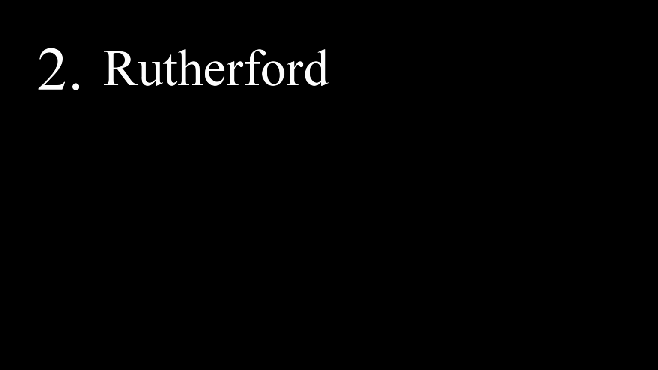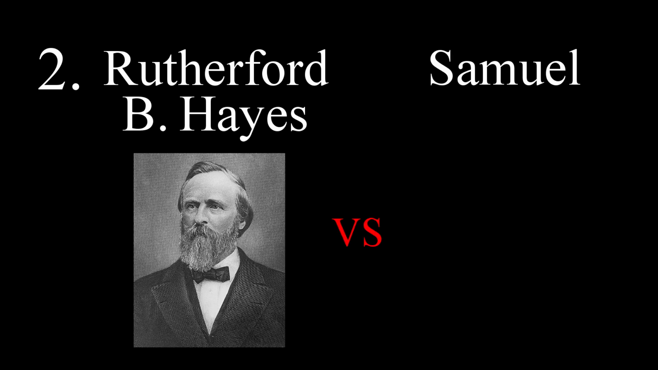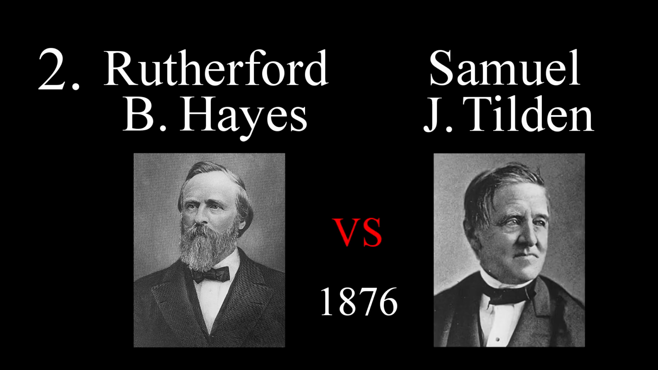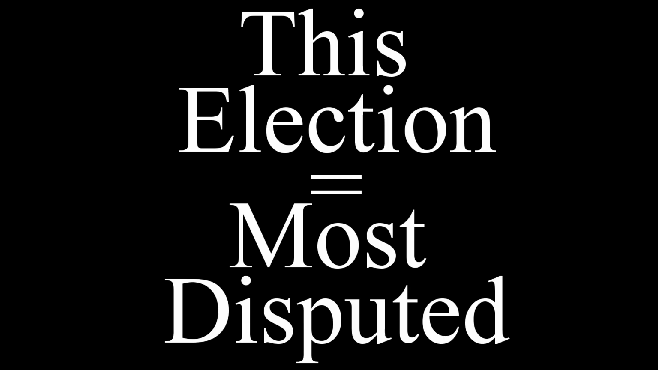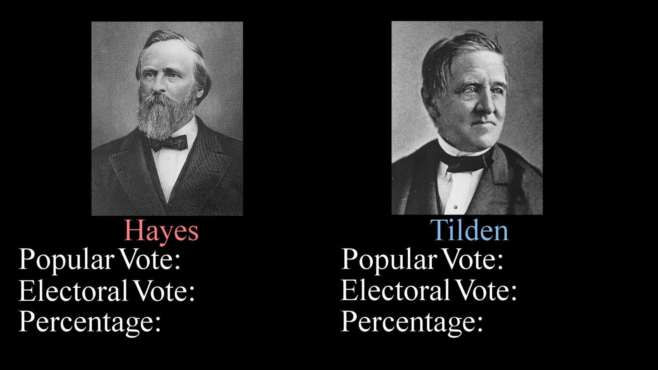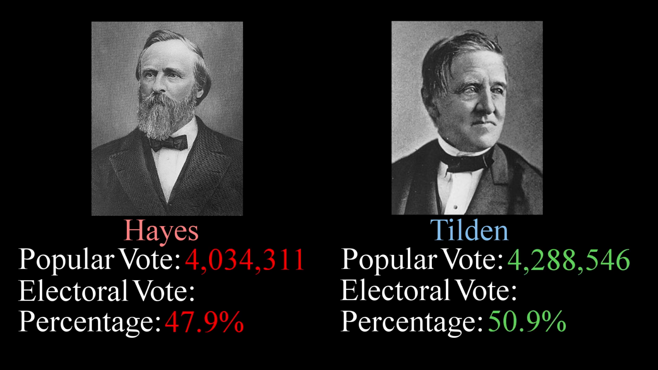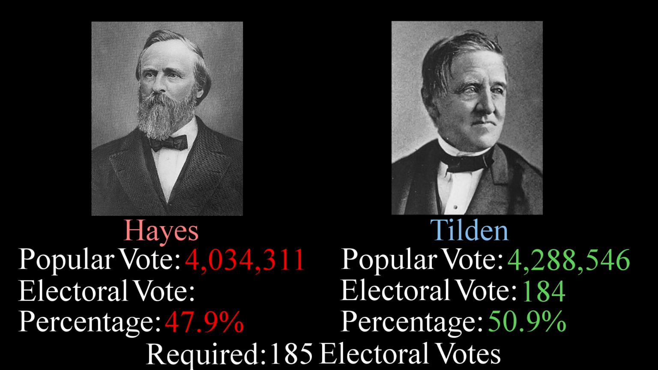Number 2. Rutherford B. Hayes against Samuel J. Tilden in 1876. This election is the most disputed election on the list. Democrat Samuel J. Tilden had received 3% more of the popular vote than his opponent, Rutherford B. Hayes. After the first count of votes, Tilden had 184 electoral votes out of the required 185 to win, with Hayes having 165 electoral votes.